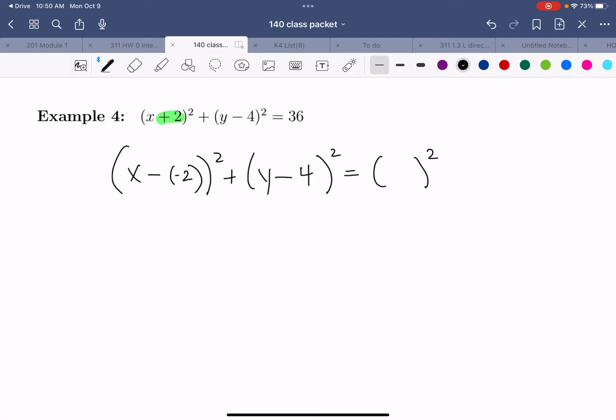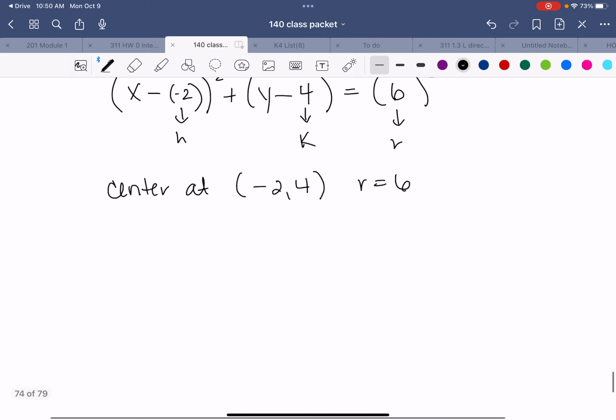And then 36 is what number squared? Well, 36 is 6 squared, so I'm putting that 6 on the inside. That tells me that, again, this is my h, this is my k, and this is my r. So this is a circle with the center at negative 2 comma 4 with the radius being 6.